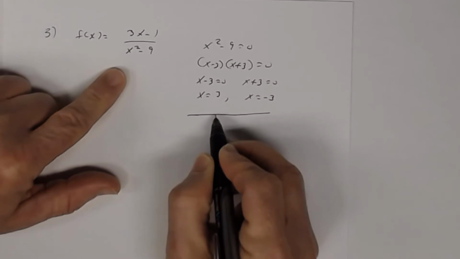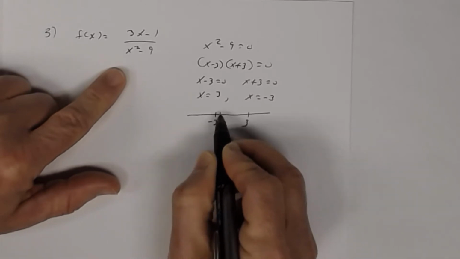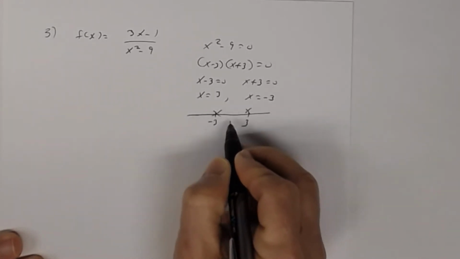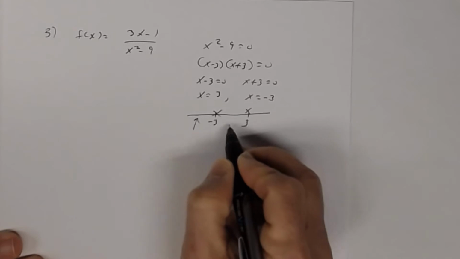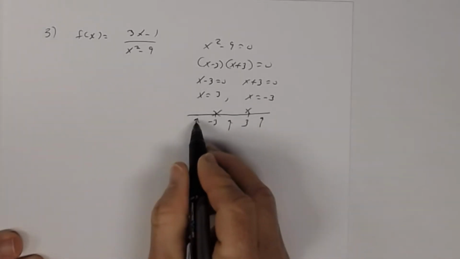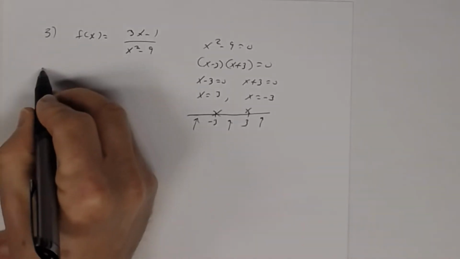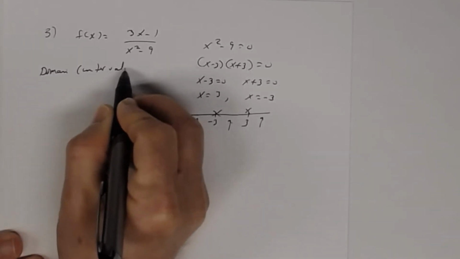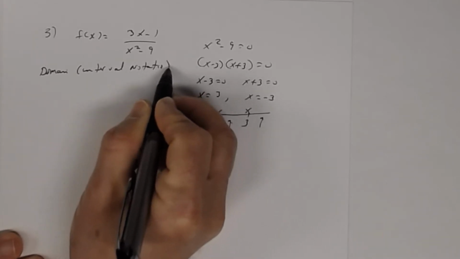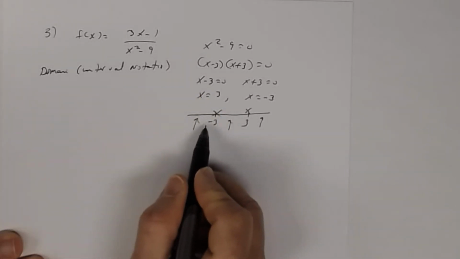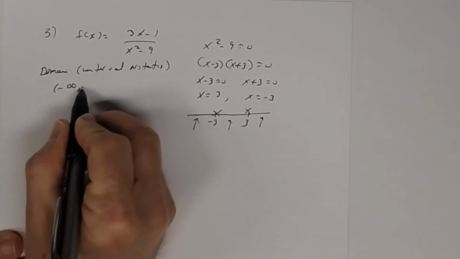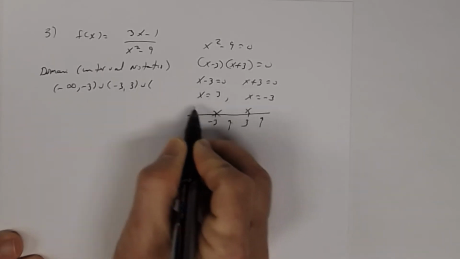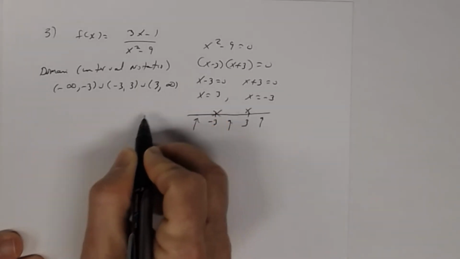So I'm going to put that on the number line. Make sure you put it in order, negative 3 and 3. You're going to cross those out. And so my domain will be all real numbers except negative 3 and 3. So in terms of intervals, you have 3 intervals here. Your domain in interval notation is going to be from negative infinity to negative 3, union negative 3 to 3, union 3 to infinity.